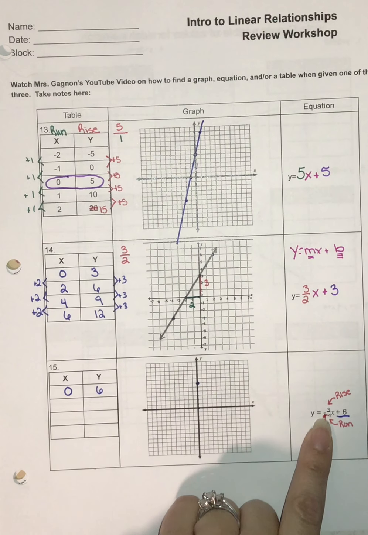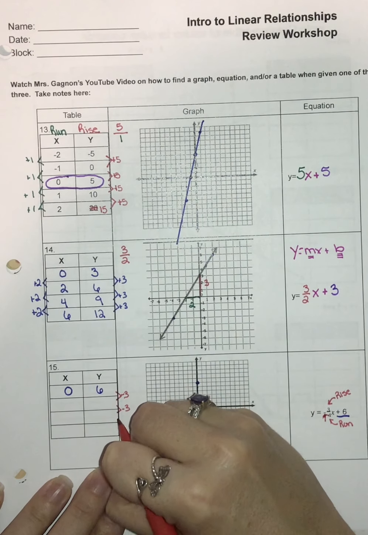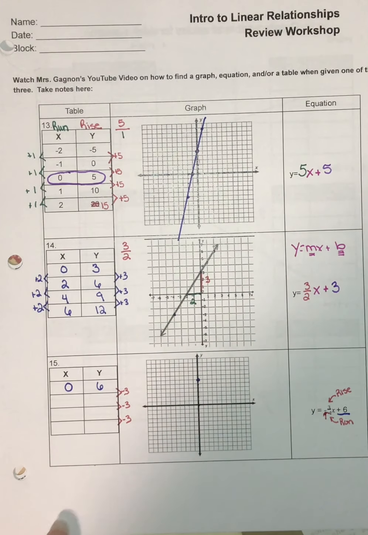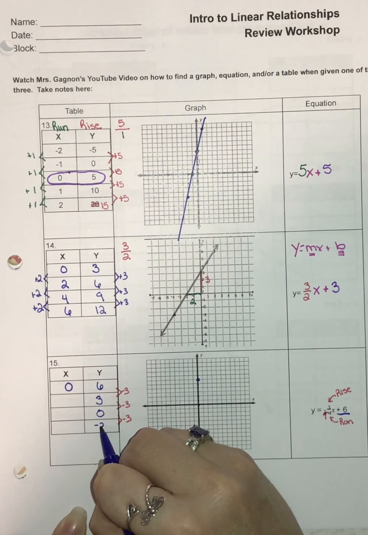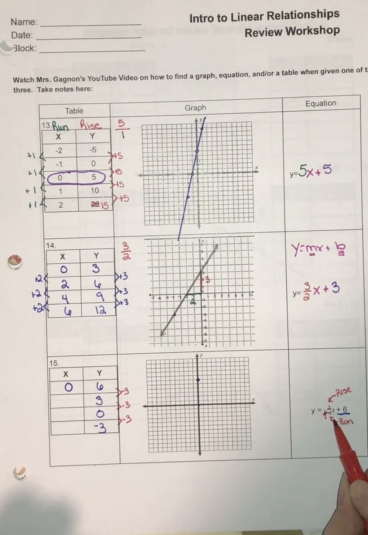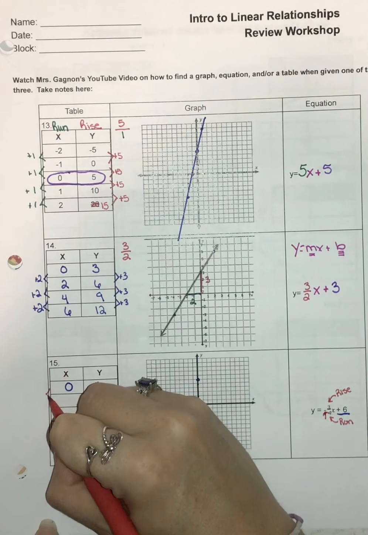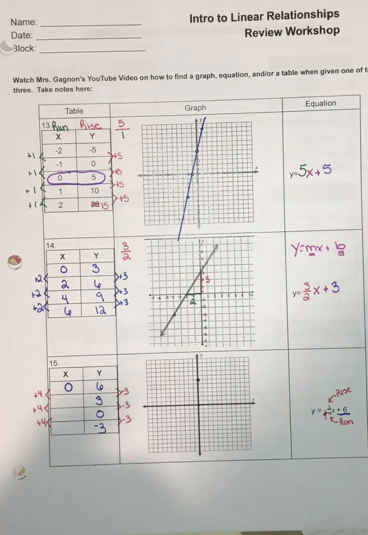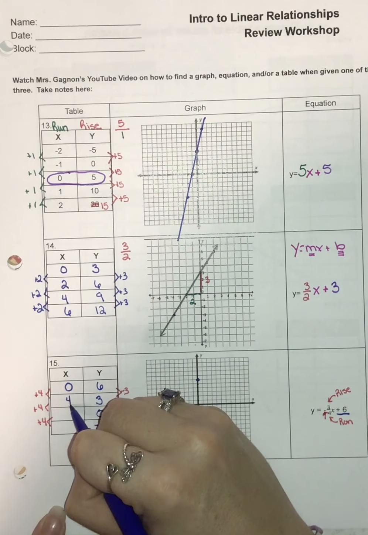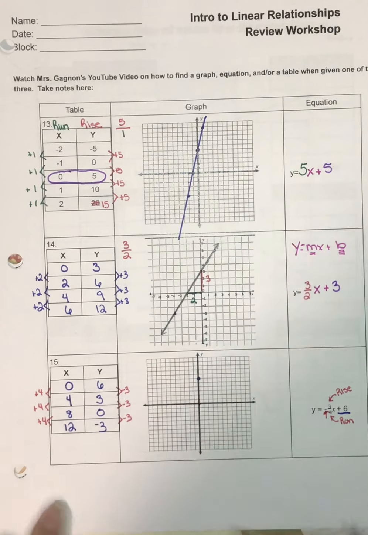So if I go -3 for my rise, I'm going to go -3, -3, -3. 6 minus 3 is 3. 3 minus 3 is 0. And 0 minus 3 is -3. And my run, since we used the negative on the 3, my run is a positive 4. So plus 4, plus 4, plus 4. 0 plus 4 is 4. 4 plus 4 is 8. And 8 plus 4 is 12. So here are my points.